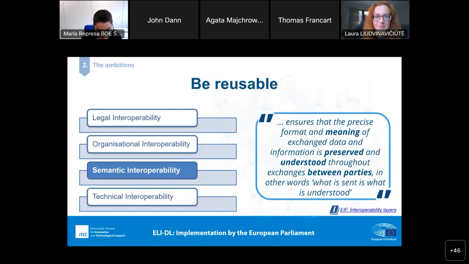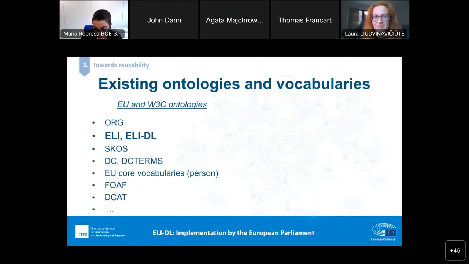Next, please. Semantic interoperability can only happen through the principle of reusability, which is about not constantly reinventing the wheel, but instead reusing the existing ontologies and controlled vocabularies to build your own data models.